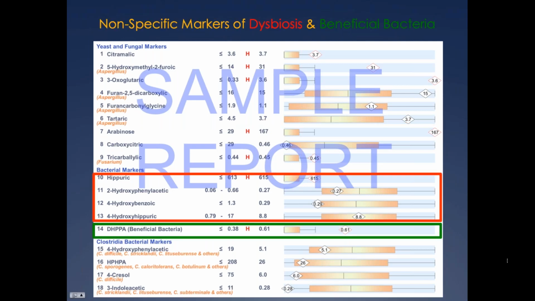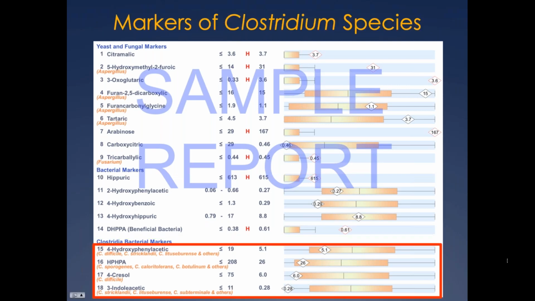Now we also get some non-specific markers for dysbiosis, markers 10 through 13, as well as for the presence of beneficial bacteria, marker 14. So, this is not specific, and if we wanted to gain more specific detail about the particular species of bacteria, how robustly they were present, that would require taking a look at the stool itself, again, as we talked about last week on the CSA.